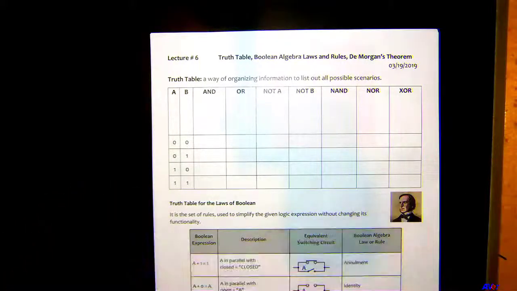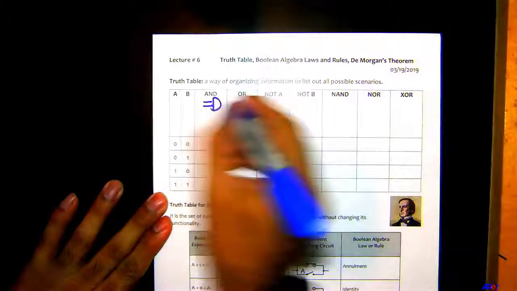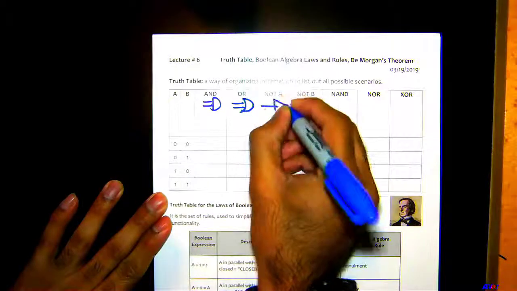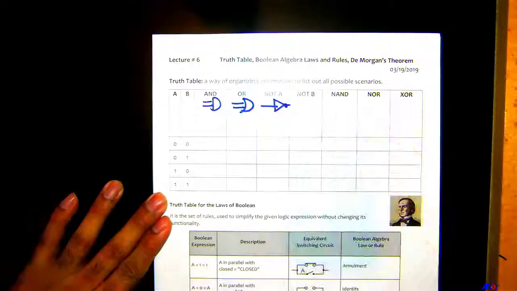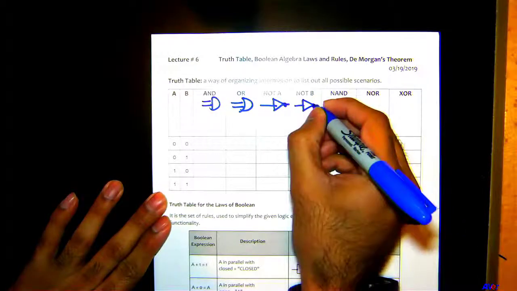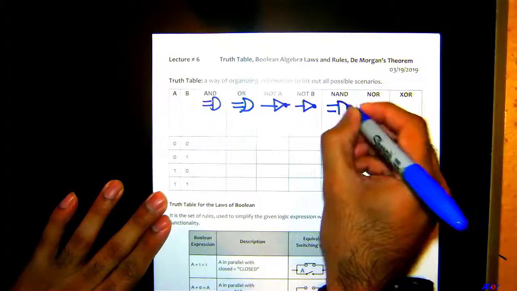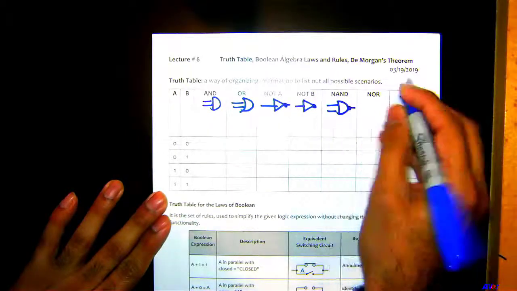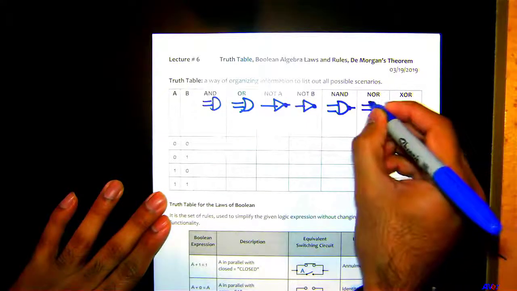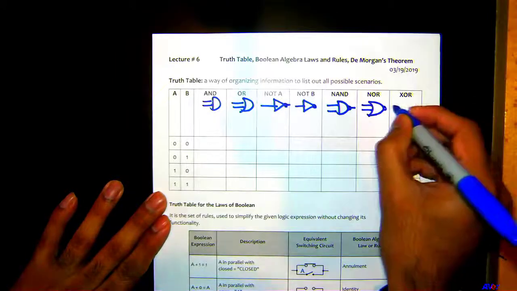So how does the symbol look like for the AND gate? For the OR gate, the NOT gate was basically a triangle with a bubble at the end. And then we had the NAND gate, which was basically an opposite of AND gate, so you had a bubble here. And NOR gate was the opposite of OR gate. Exclusive OR gate.